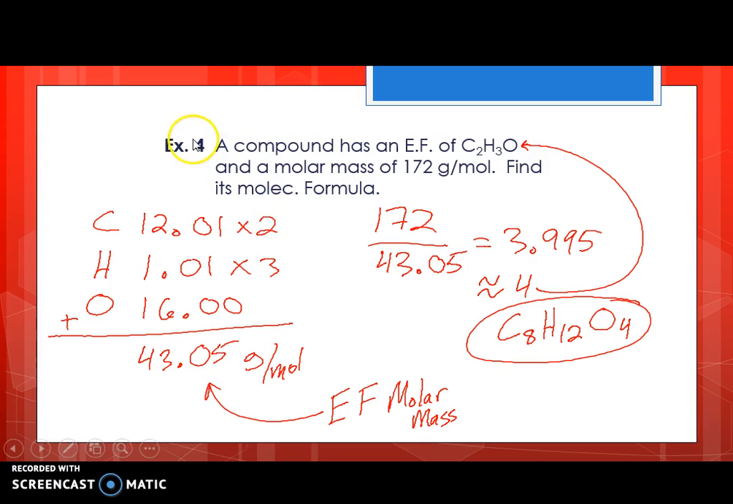So that is how you do a problem like that. Sometimes though, as I said, you might have to do the empirical calculation first, so it could be a two-step problem. Part A might say calculate the empirical formula, and Part B might say then find its molecular formula. In this case, we didn't have to do that; we were already given this. But it could be an A and then a B problem.